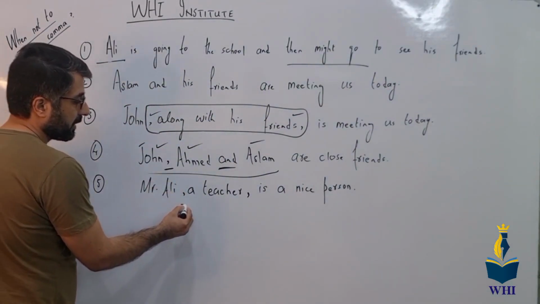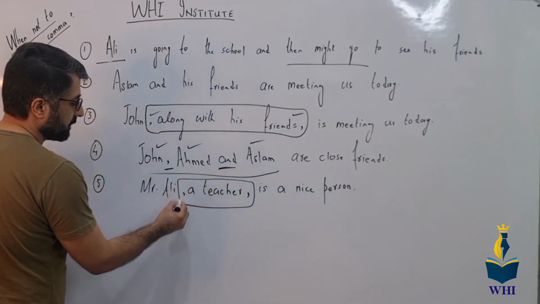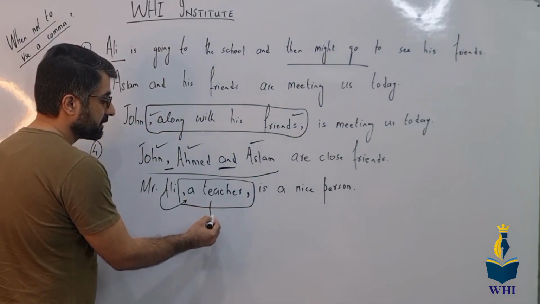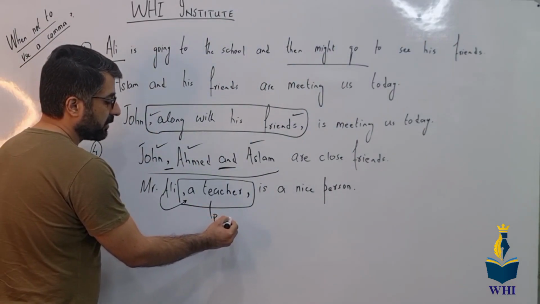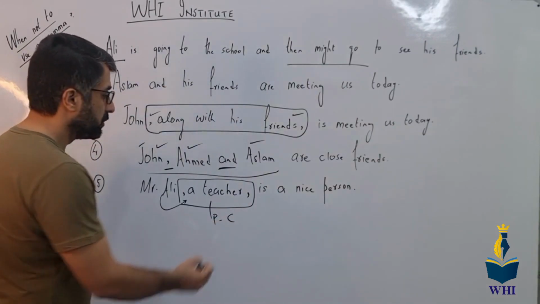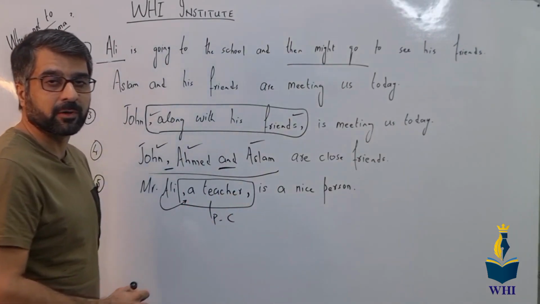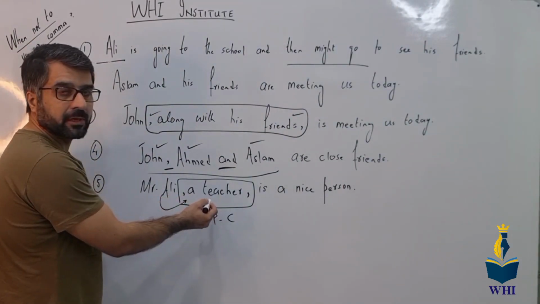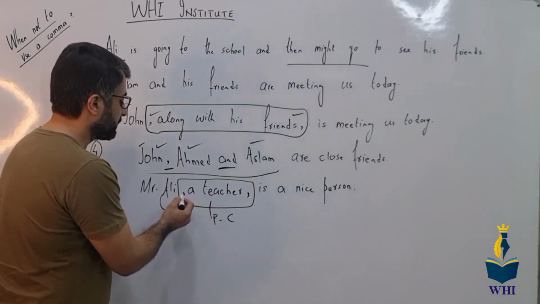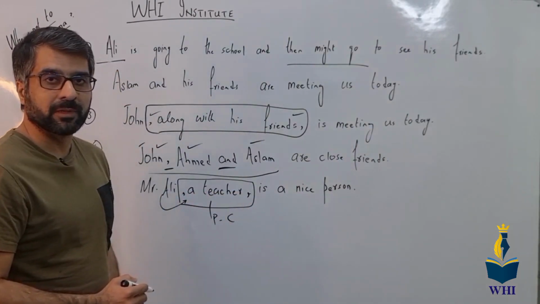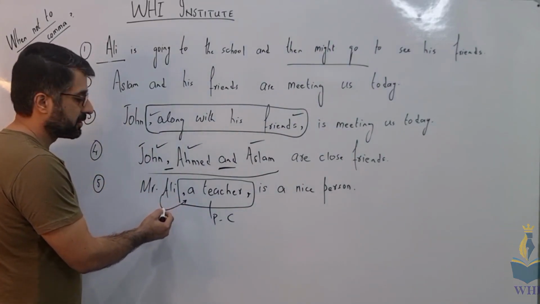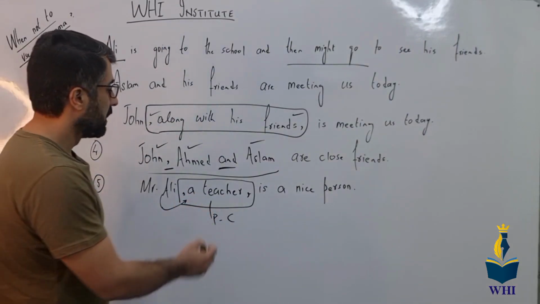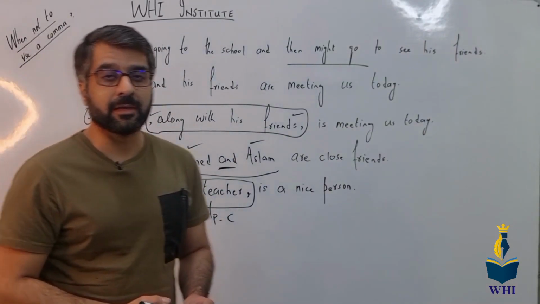But again, if you put extra information in a sentence right after the subject to define the subject, whether the information is in the form of a phrase or in the form of a clause, you need to place commas to separate that part of the information. For example, I have written here Mr. Ali, a teacher. I am defining Mr. Ali, so I have separated this information with the help of commas. Similarly, if I put a clause here, Mr. Ali, who is a teacher, I will also separate that clause with the help of commas. So the rules regarding commas are very clear.